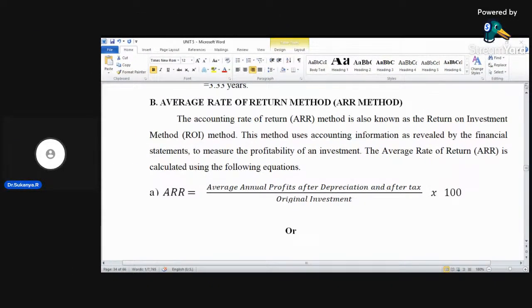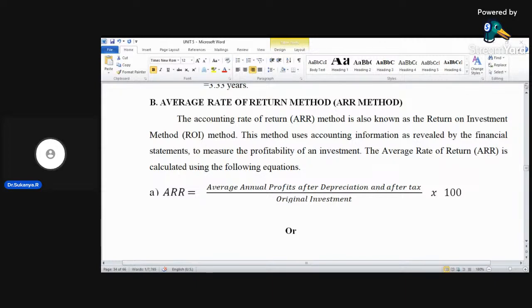Okay, so this method uses accounting information. Are you able to hear now? So the ARR method is also known as the return on investment method, and this method uses accounting information as revealed from the financial statements to measure the profitability of an investment.